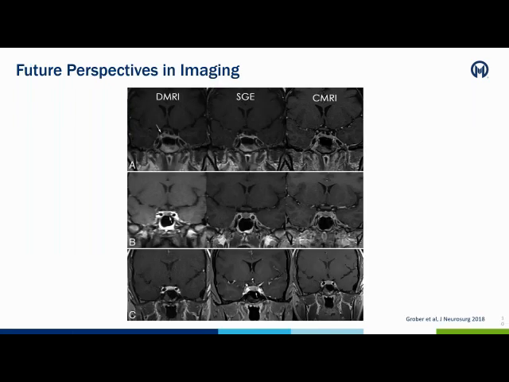There are new and better imaging sequences focused on the pituitary gland, as well as improvements in the quality of the scanner itself. There is a sequence that's called spoiled gradient echo, or SGE. That is the sequence in the middle.